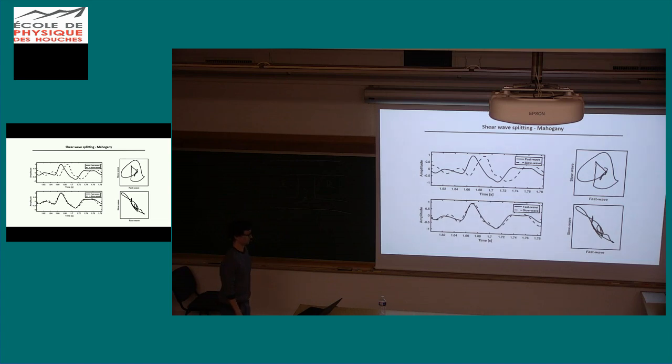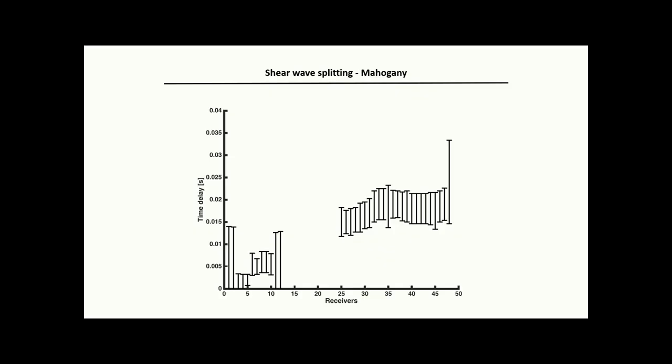And what we then do is basically linearize this particle motion, which then mimics an isotropic case, because the energy is just polarized in one direction. And we end up with information about the splitting parameters, which is, as I said, the time delay between the fast and the slow shear wave, and the polarization of the fast shear wave.